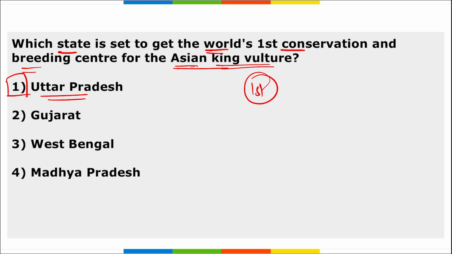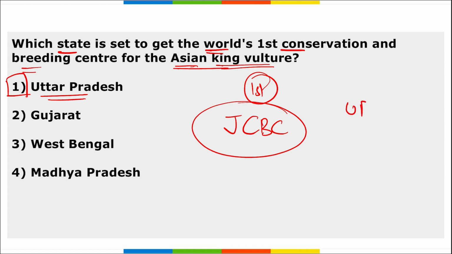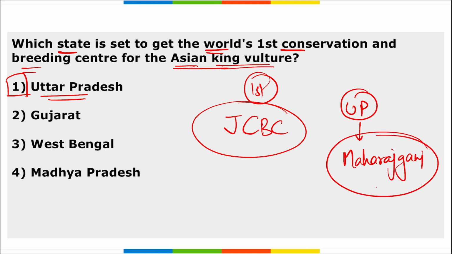Alright, and the name of this Asian King Vulture Conservation and Breeding Center is your Jatayu Conservation and Breeding Center. This will be the world's first conservation and breeding center developed exclusively for the conservation of the Asian King Vulture in UP. Right, and in UP too, which district? It is your Maharajganj district of UP. Who is the Chief Minister of UP? Yogi Adityanath. Right.